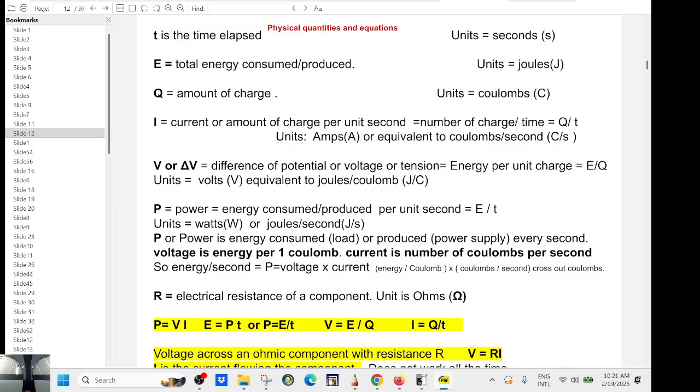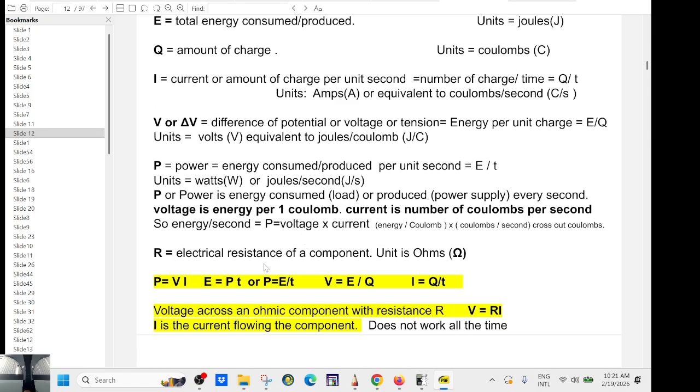Power is the energy consumed by a load or produced by a power supply. It's energy per second, and the unit is the watt, which is joules per second. Okay? And then we're going to have resistance R, and the unit is ohms, and the symbol here is omega. And you have this equation: power is voltage times current. We did that previously. And this is Ohm's law: the voltage drop across a load is the resistance times the current.